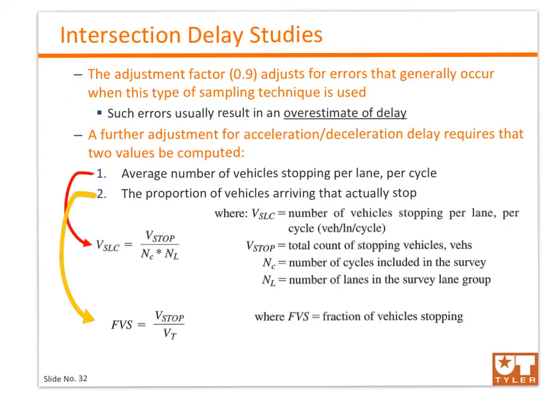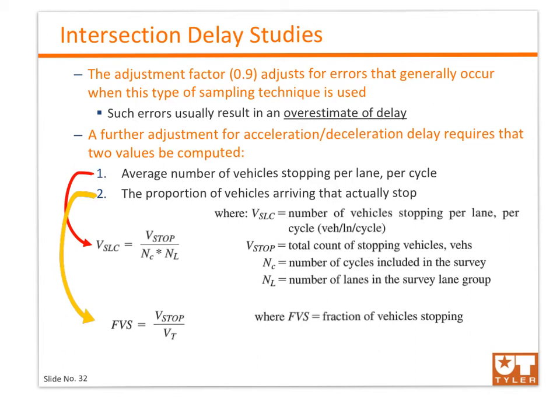So the question was about the adjustment factor 0.9. Why do we need that factor? The adjustment factor 0.9 adjusts for errors that typically occur when this type of sampling technique is used. Such errors, based on different research studies, show that the results typically overestimate the delay. So however much delay we measure, we multiply that by 0.9 to reflect field conditions.